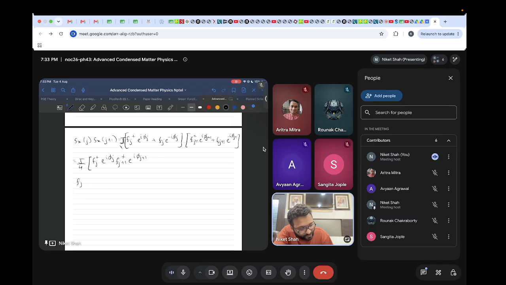I'm taking only f j dagger e raised to power i phi j, f j plus 1 dagger e raised to power i phi j plus 1. Okay, and for this term what I end up doing is f j dagger f j plus 1 dagger e raised to power i phi j e raised to power i phi j plus 1.